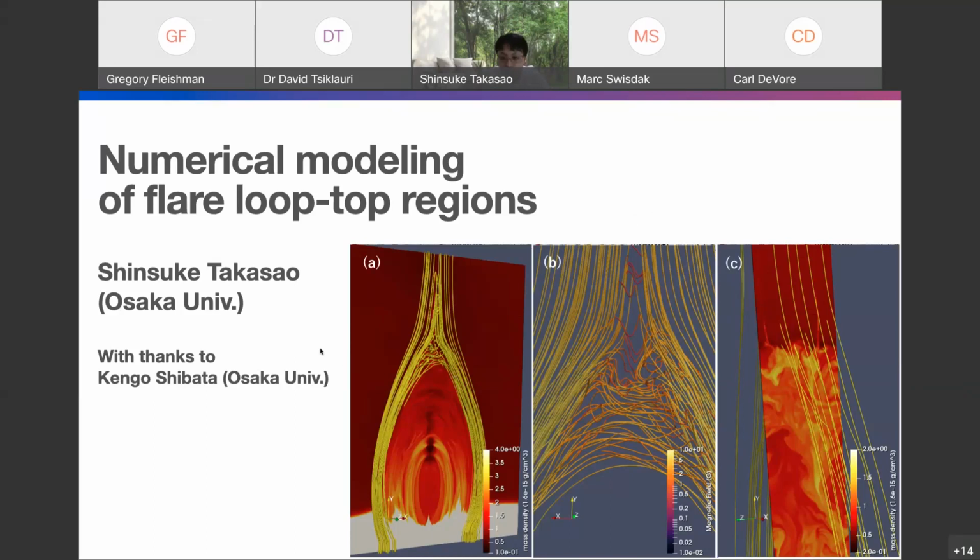This work is done in collaboration with my student, Kengo Shibata. He is different from my supervisor, Kazunari Shibata. So I'm very happy to introduce our work with my student.